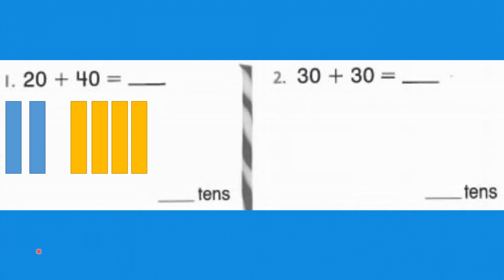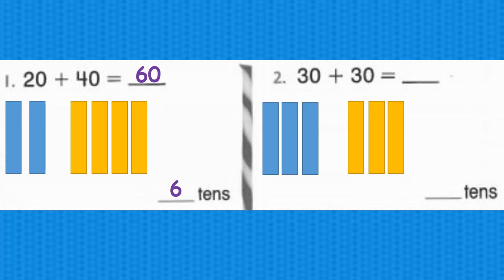Now let's take a look at some problems that are in your packet this week. Instead of using the hundreds chart for these, we're going to use a model. So here we have 20 plus 40. You can see that I have two tens here to equal 20, and then I have four tens here for the 40. So now you just count by tens. 10, 20, 30, 40, 50, 60. So 20 plus 40 equals 60.